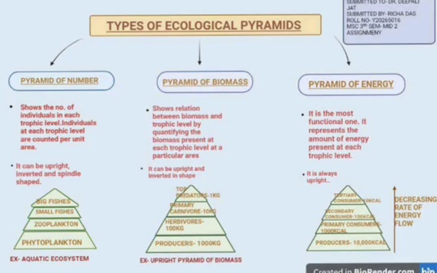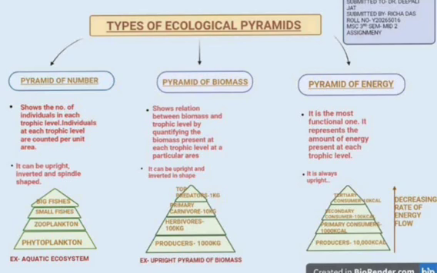Lastly, in the parasitic food chain, the producers are fewer in number than the herbivores, while a greater number of hyperparasites or ectoparasites are observed. So it is inverted in shape. The second pyramid is the pyramid of biomass.